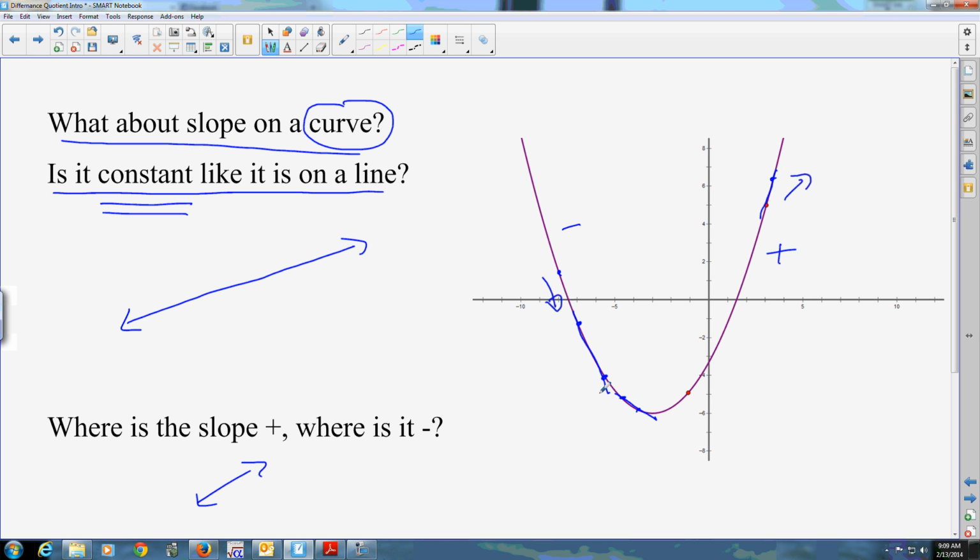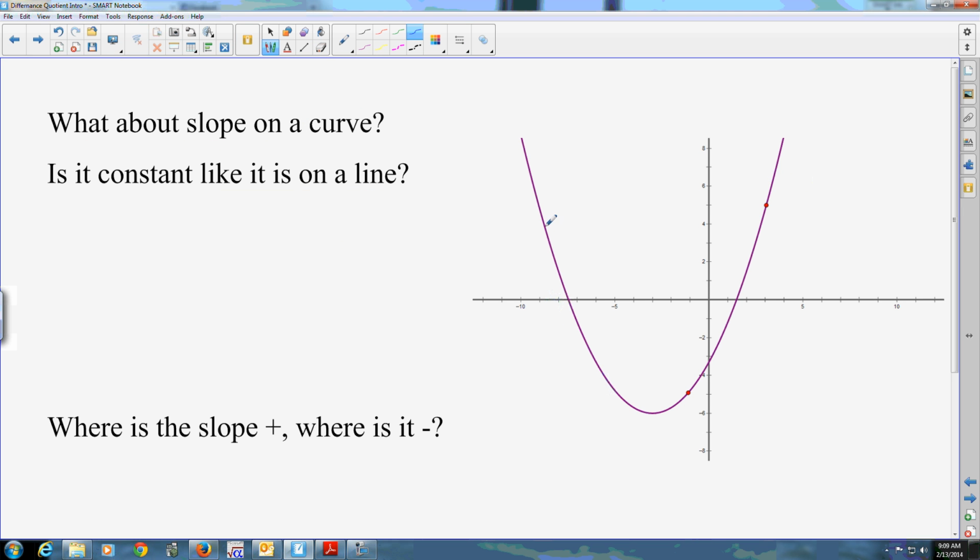Okay? So the slope is always changing. If the slope is always changing, it makes a difference where you calculate the slope. Hence, we only want to do it with 1 point. If you do it with 2 points, it's inaccurate. It's an average of what the slope is through here. I want to be able to do it with 1 point, and that's where we're going with it.